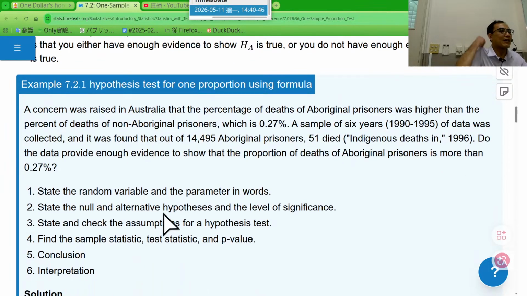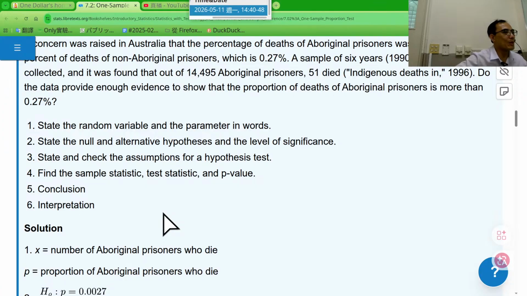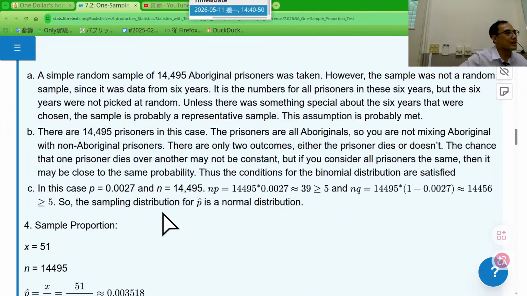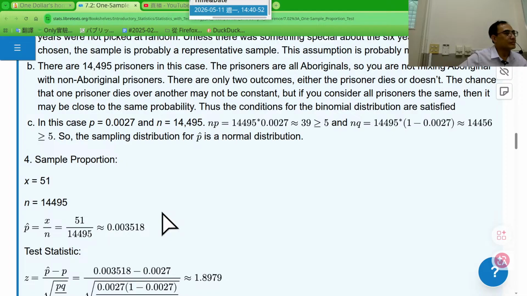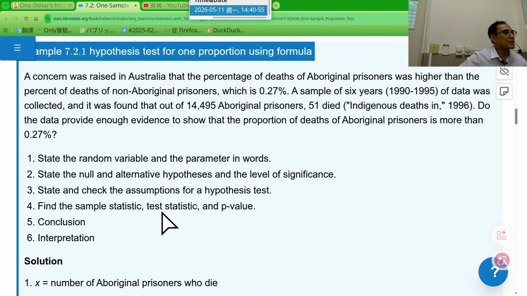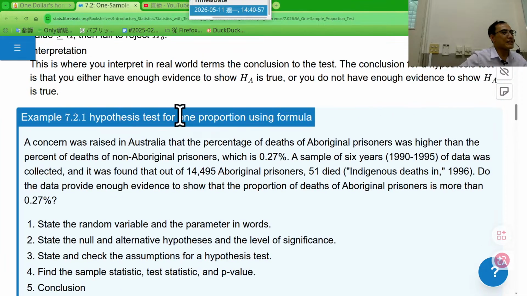I know you may be confused with this. We can watch this. Okay, maybe this one. The example: hypothesis test for one proportion using the formula.